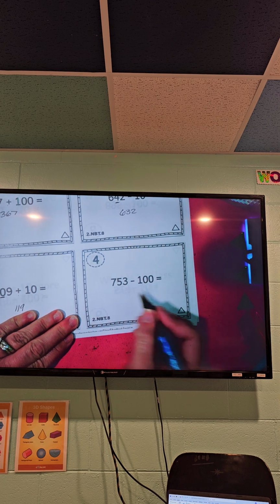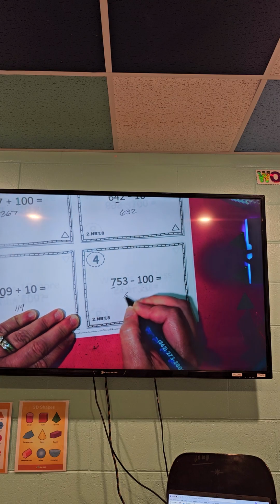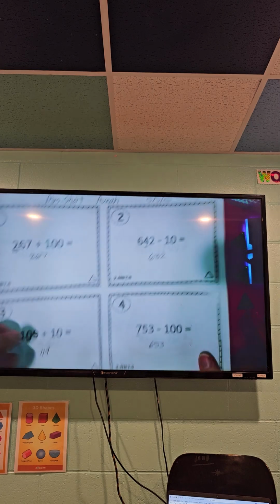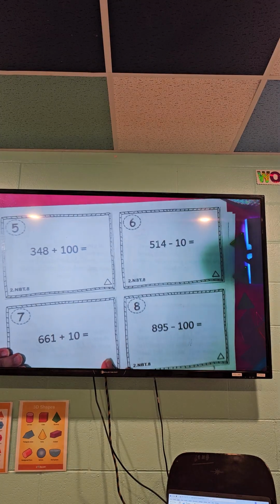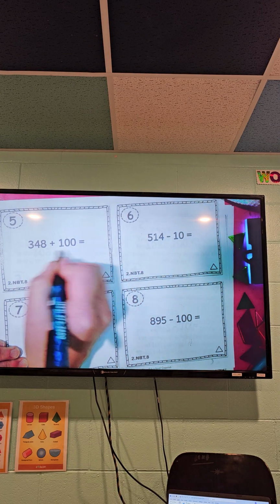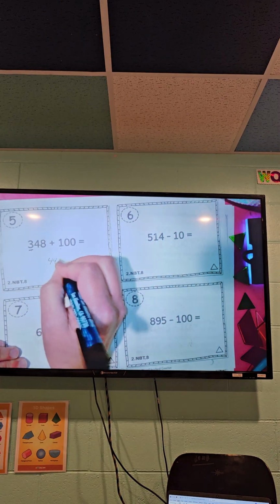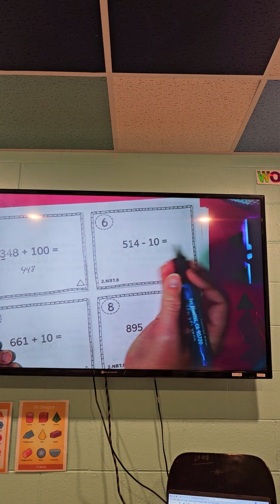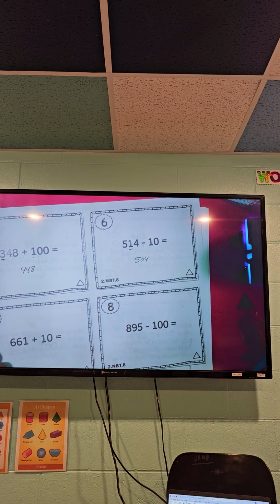753 minus 100. The hundreds place is the 7. That 7 is decreasing by 1, so it ends up being 653. 348 plus 100. Find the hundreds place. That 3 is increasing by 1, so you get 448. 514 minus 10. That 1 is decreasing by 1, so you get 504.